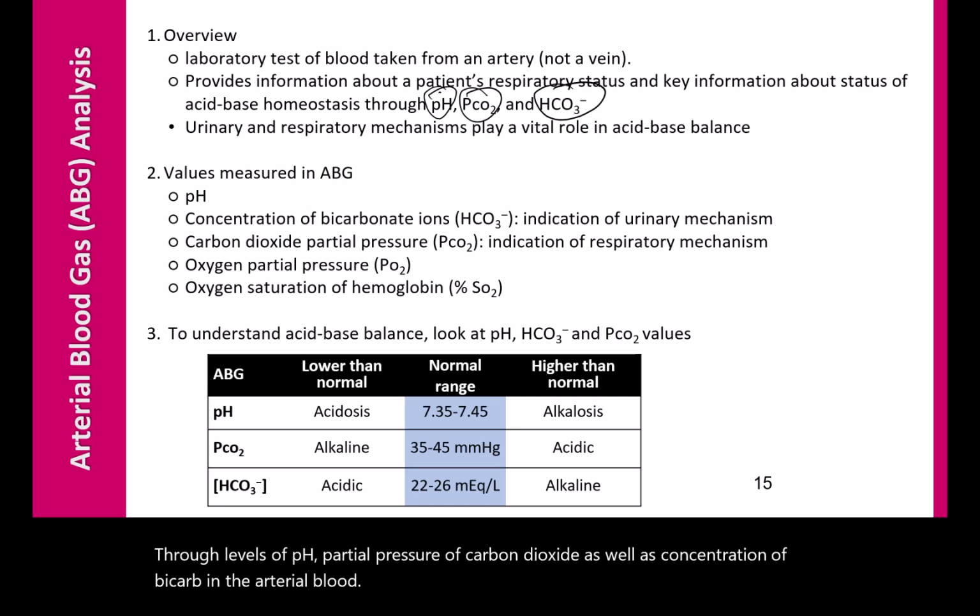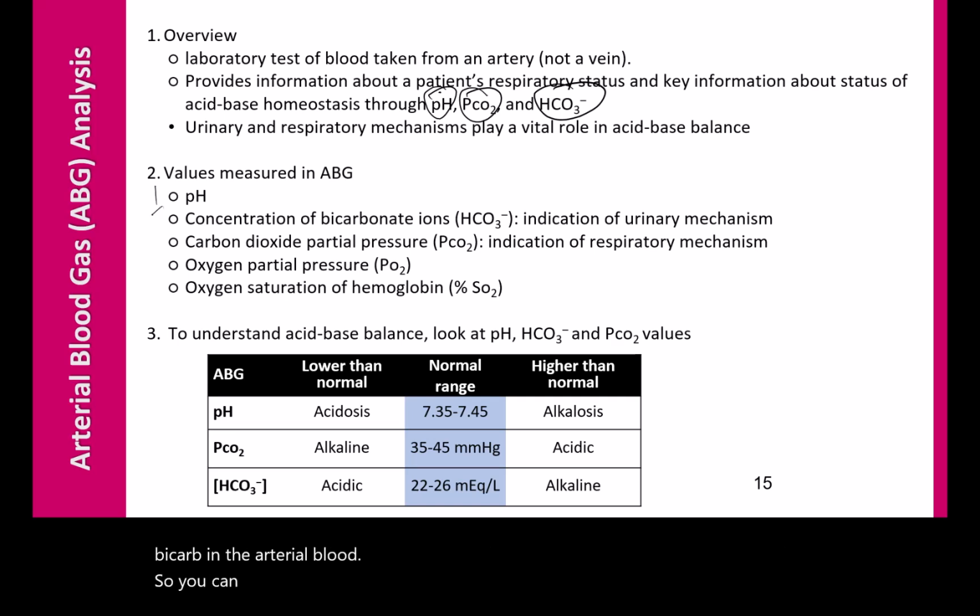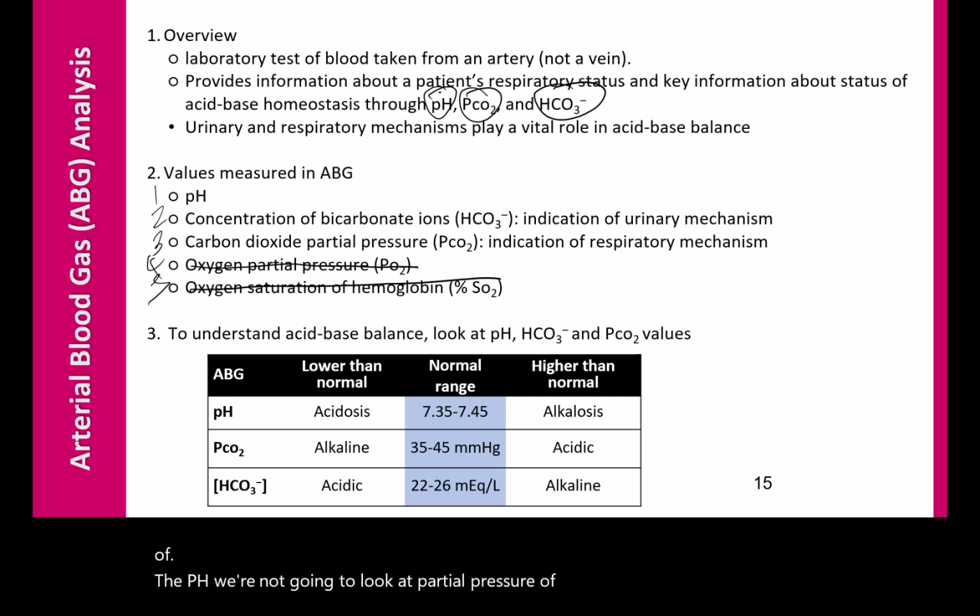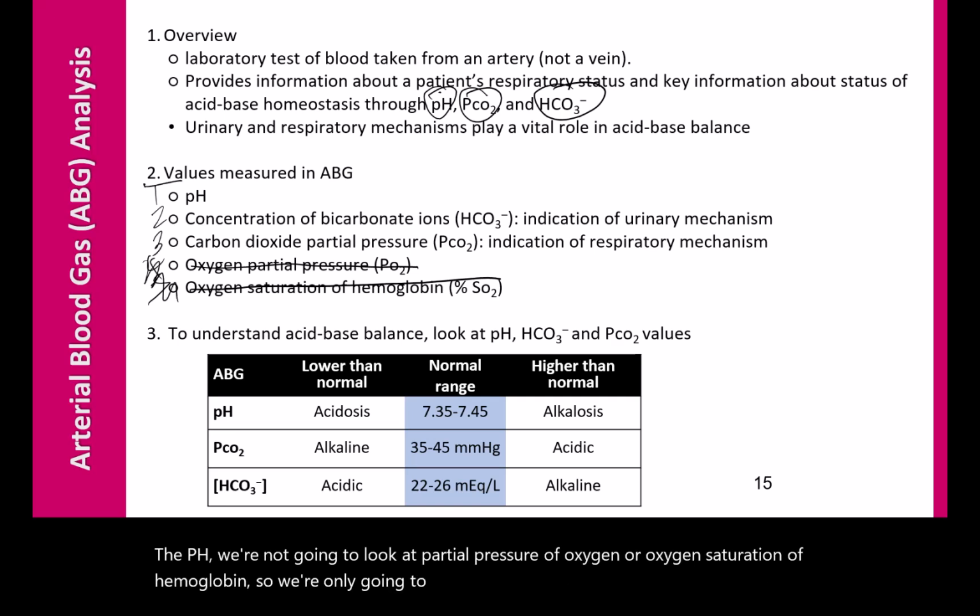So you can see there are 5 different values that are measured in ABG. For the purpose of the pH, we're not going to look at partial pressure of oxygen or oxygen saturation of hemoglobin. So we're only going to be focusing on the first 3 values.